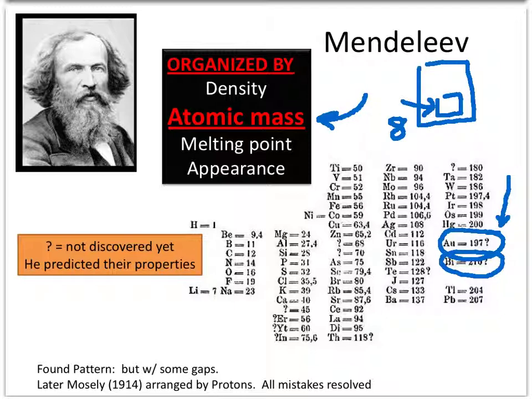Now, like I said, there were some gaps in his pattern. It didn't always work, and that was because he arranged the periodic table by mass. A little later on, a guy named Moseley said, hey, let's arrange it by atomic number, which is really the number of protons. And when he did that, all the patterns fit. There were no gaps anymore in the patterns in the periodic table, and that's how our modern periodic table has been arranged.